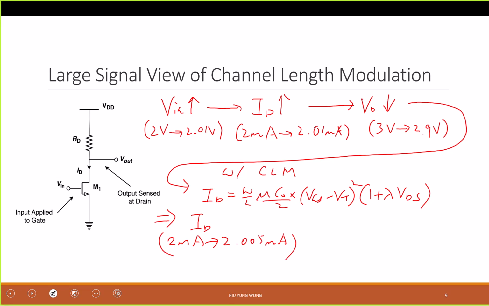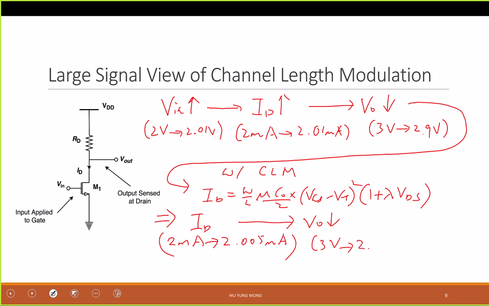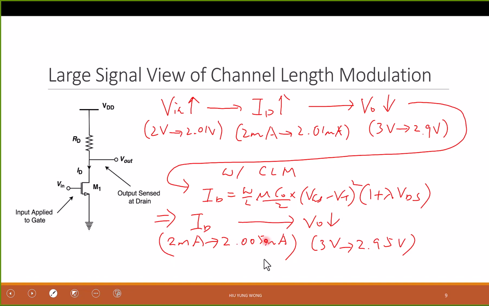Okay? So as a result, your Vout will not reduce as much, because your current does not increase as much. It might just change to 2.95 volts instead of 2.9 volts. You get 2.9 volts because you have a substantial increase in current. But once you reduce the gate-drain voltage, your current does not increase as much. So your potential won't decrease as much, right? So that is the problem of the channel length modulation.